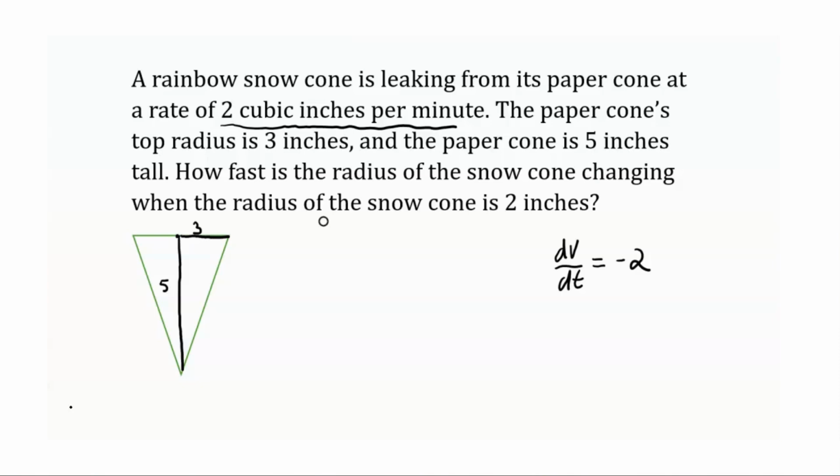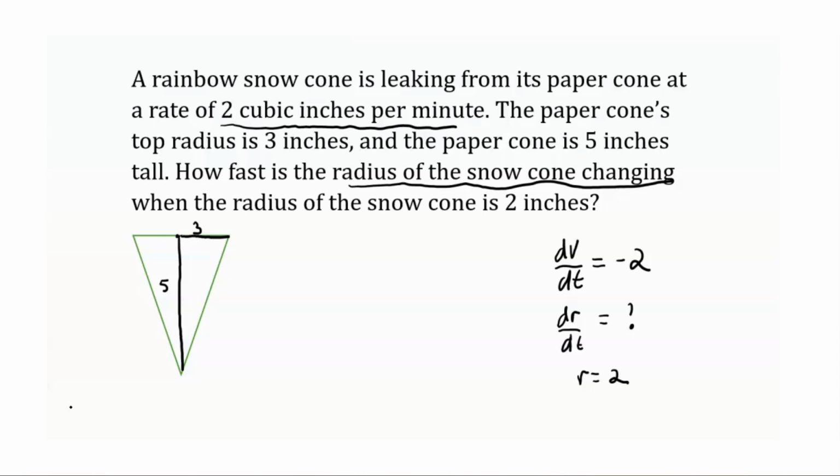So we want to figure out how fast is the radius of the snow cone changing. Well, what rate is that? That is dr/dt. So that's our unknown, when the radius of the snow cone is 2 inches. So we want this when r is equal to 2 inches.